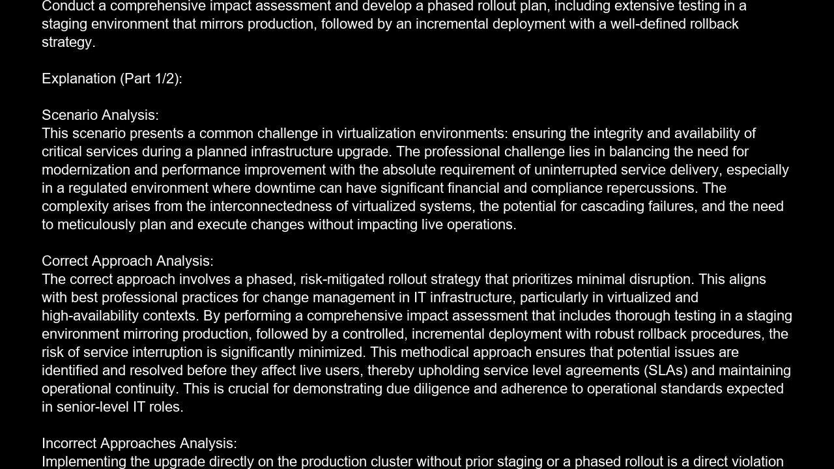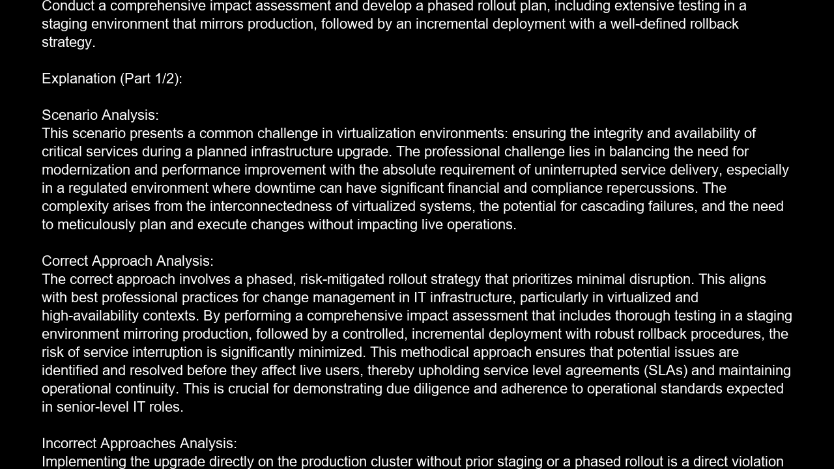The correct answer is C. Conduct a comprehensive impact assessment and develop a phased rollout plan, including extensive testing in a staging environment that mirrors production, followed by an incremental deployment with a well-defined rollback strategy. Explanation. Scenario analysis. This scenario presents a common challenge in virtualization environments: ensuring the integrity and availability of critical services during a planned infrastructure upgrade.